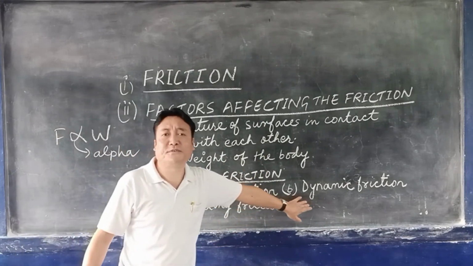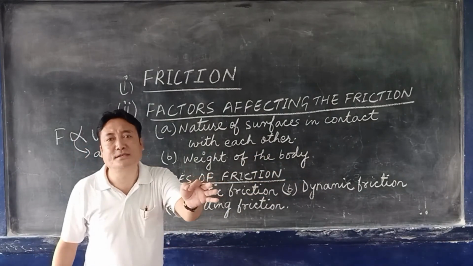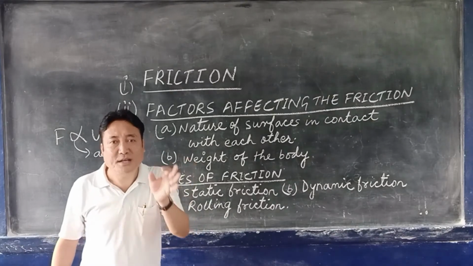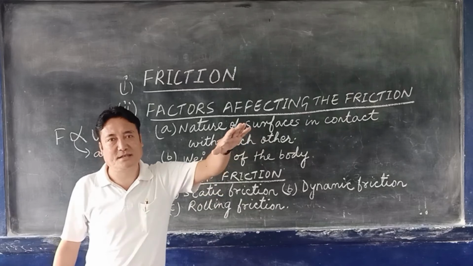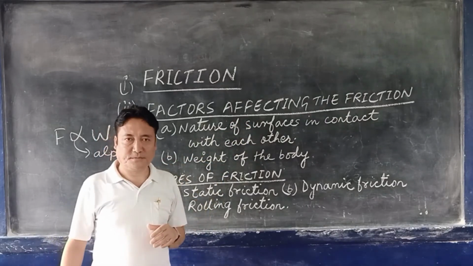And then there is dynamic friction, or sliding friction, or kinetic friction. Kinetic means moving body. When a body is in motion, we call it kinetic. Sliding means when a body slides. When the body slides or moves.